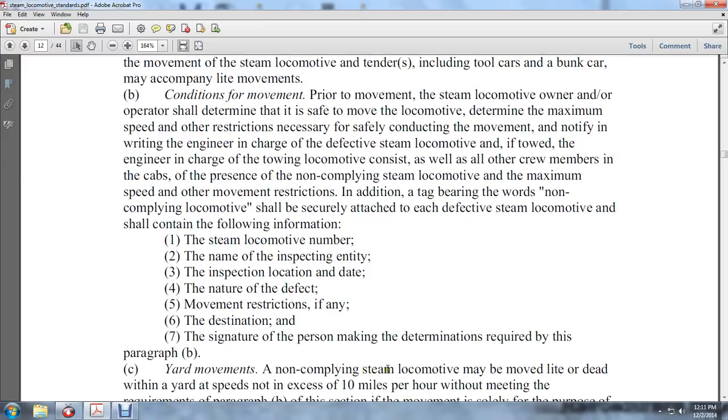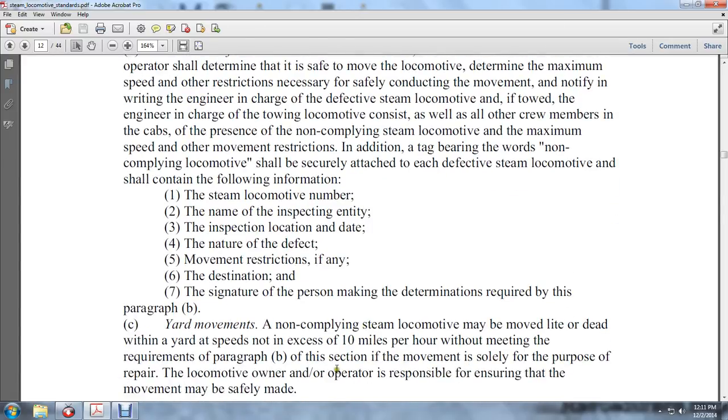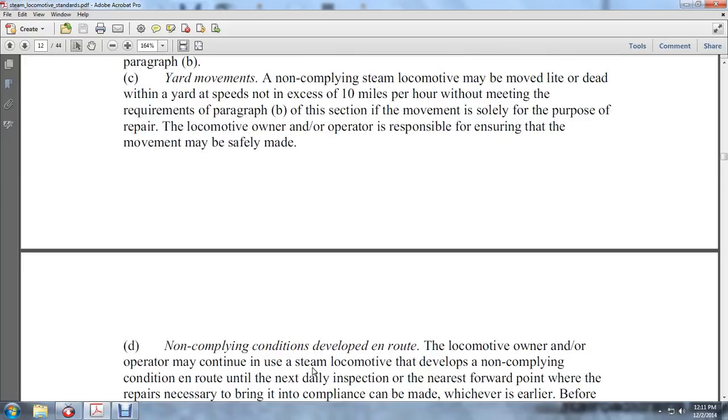Yard movements. A non-complying steam locomotive may be moved light or dead within the yard at a speed not to exceed 10 miles per hour without meeting the requirements of paragraph B. The speed is set in this section solely for the purpose of these requirements. The locomotive owner or operator is responsible for ensuring that the movement is safely made.